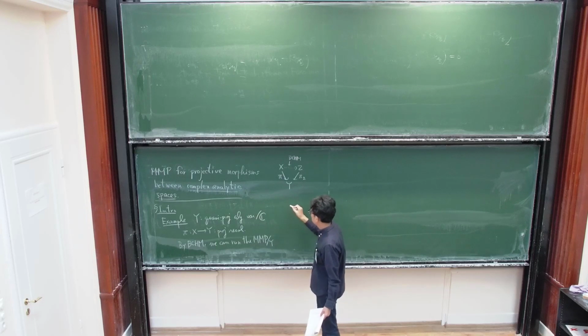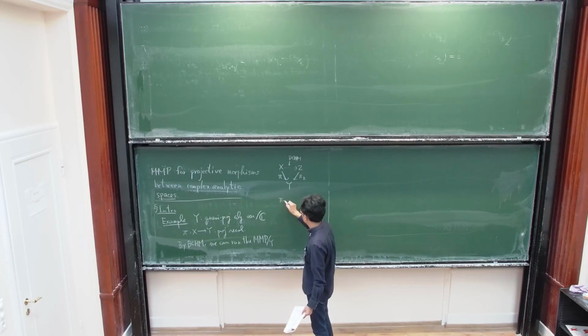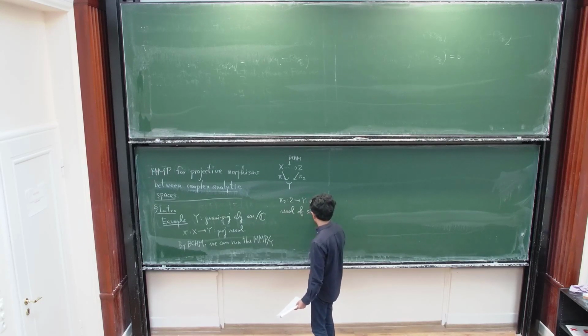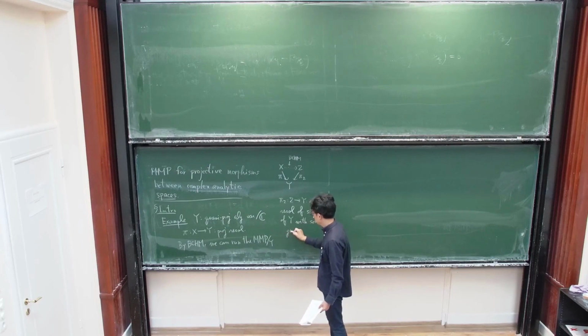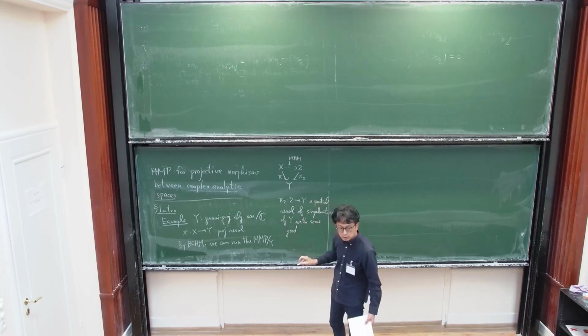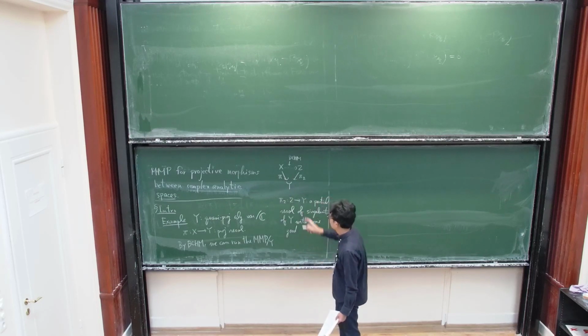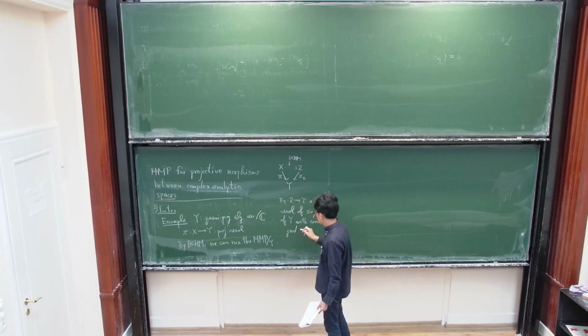And we can see this map is a partial resolution of singularities of Y with some good property. Okay? So you're running the K-minimal model program over Y? Yeah, a standard minimal model program.